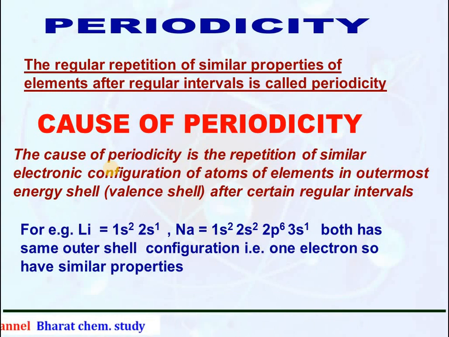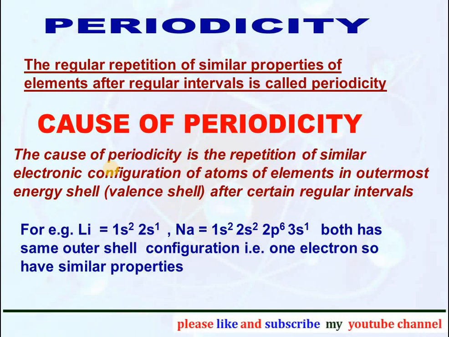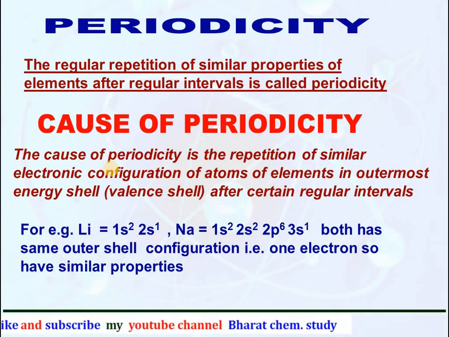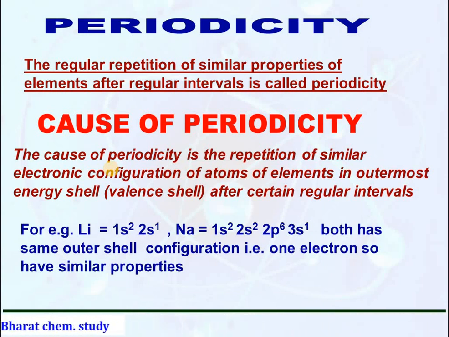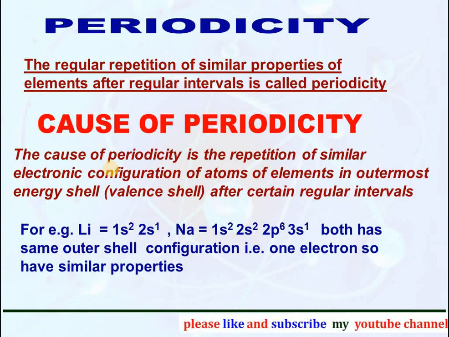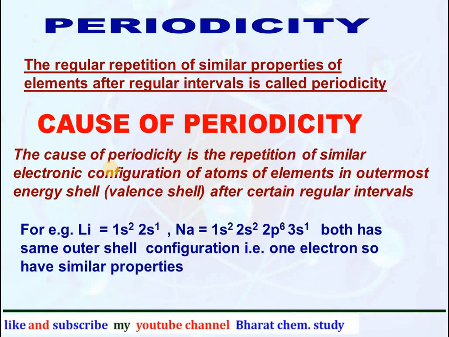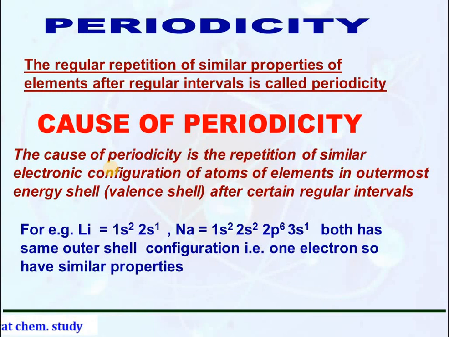So that means both have the same outer electronic configuration, that is one electron in the outermost shell, therefore they have the same properties and belong to the same group. So always remember, if the number of valence electrons is the same, that means the elements belong to the same group and have the same valency.